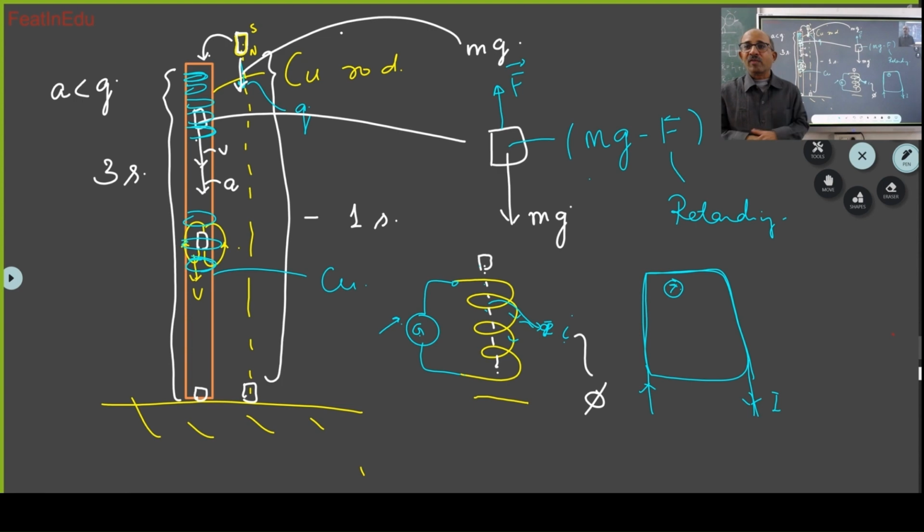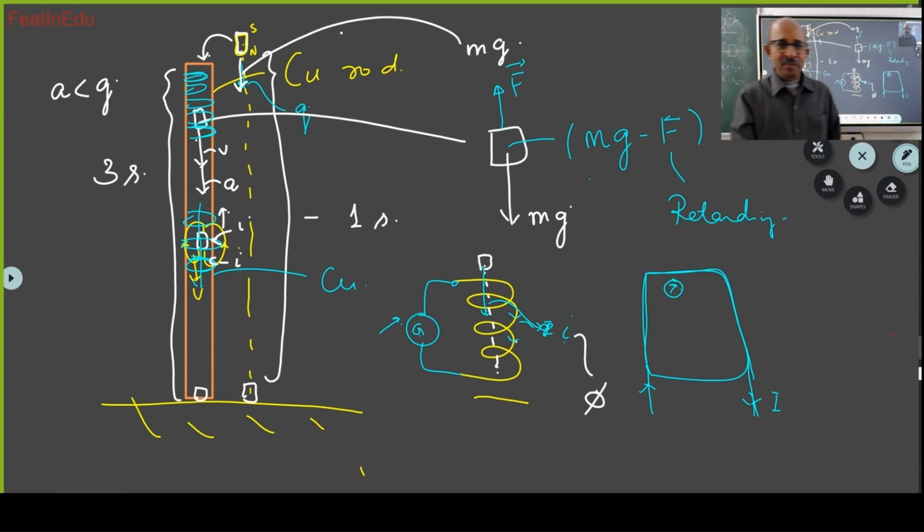Treat it as a coil of wire. Got it? So now this magnet is moving through many such coils. So this in turn will give rise to current. Just like this current. And this current will give rise to magnetic field.